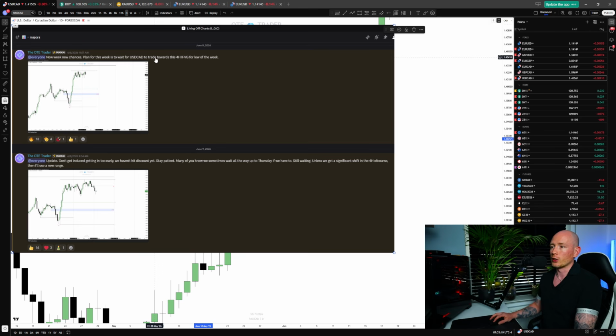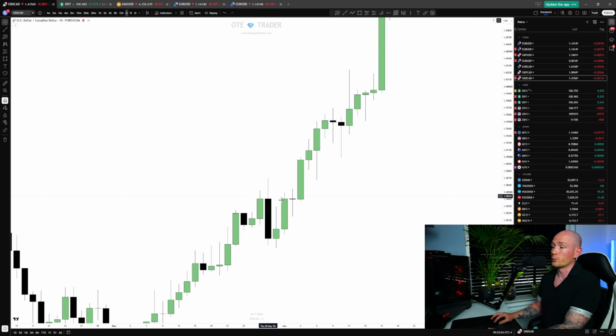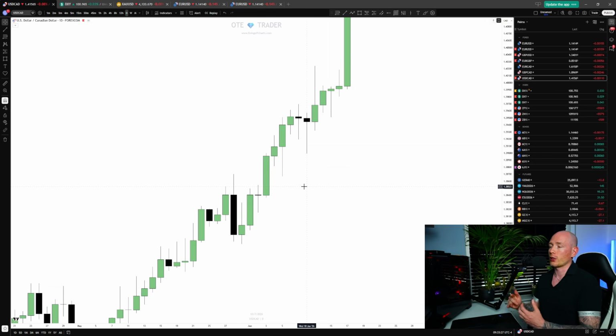Let's wait for USD to trade towards this 4-hour IFVG, right? And I even tell them here, don't get induced. It looks like it's creating the low, right? DXY, I think DXY took out this low as well and went back to discount, but USD did not go to the area I wanted it to go. So let's break down how you can actually determine the low of the week.